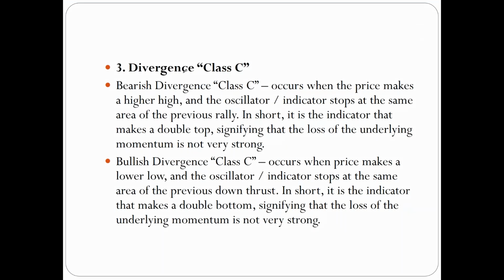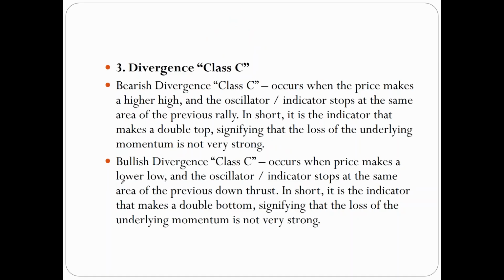What is class C divergence? When prices make a higher high and the indicator stops at the same area of the previous rally. That means the indicator makes a double top, signifying the loss of the underlying momentum. Alright, so again the price is making a higher top, but the indicator this time stays on the same area. It makes a double top. That means again the momentum has lessened on the upside.